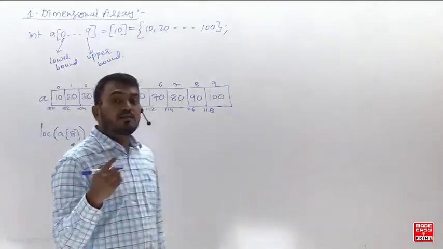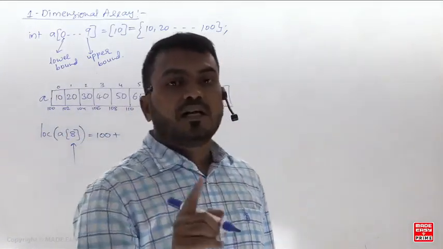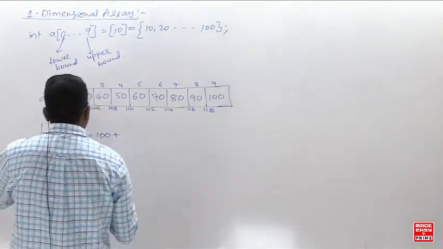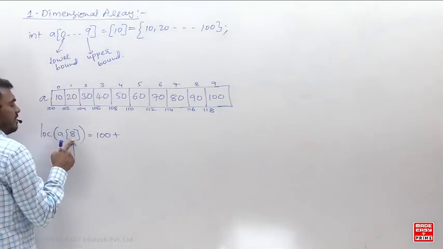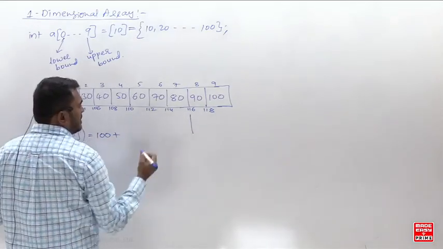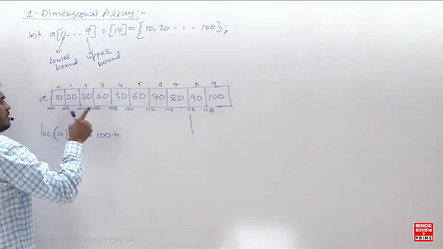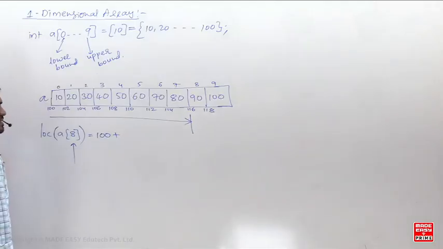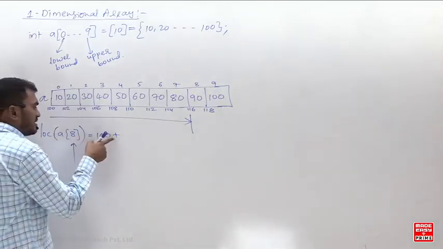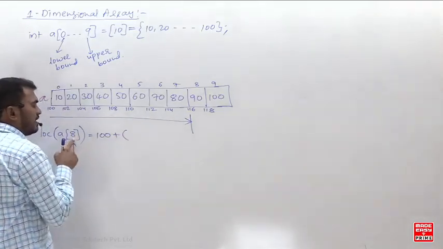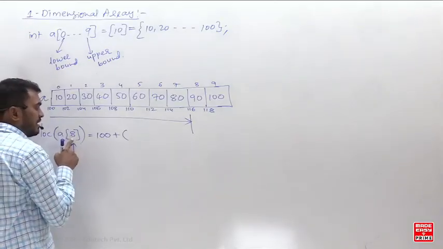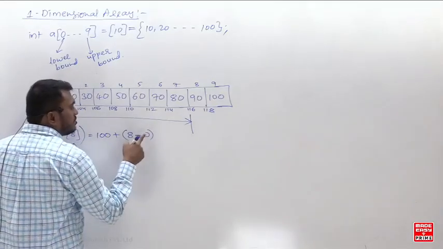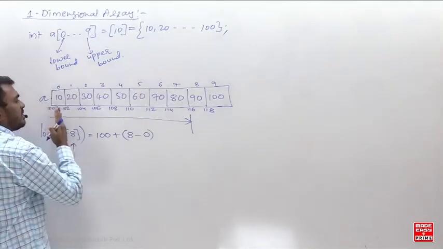Listen carefully. Next, your question will be difficult, and I will change to negative indexes. I want to find out the location of A of 8. Look here, this is the location of A of 8. If you want to go to the 8th element, you need to cross this many elements, all of these. So from the base address, to go to location 8, 8 minus 0 elements you need to cross.